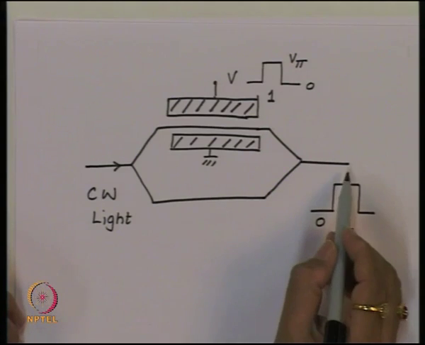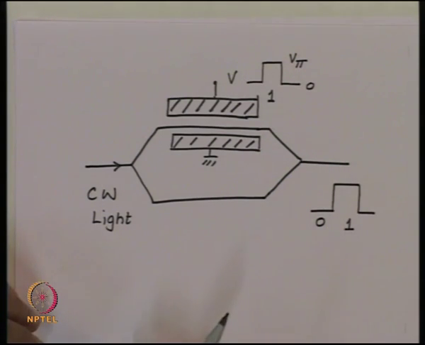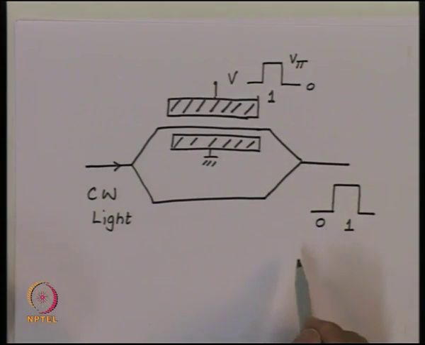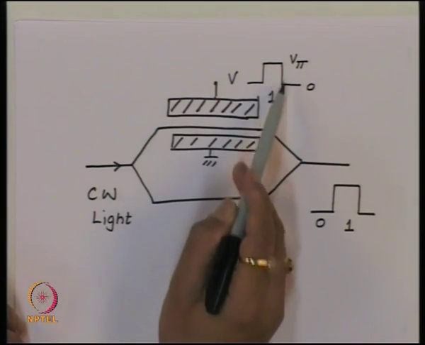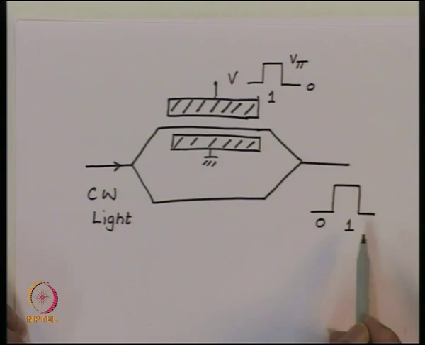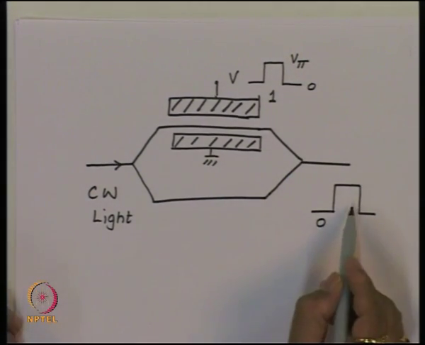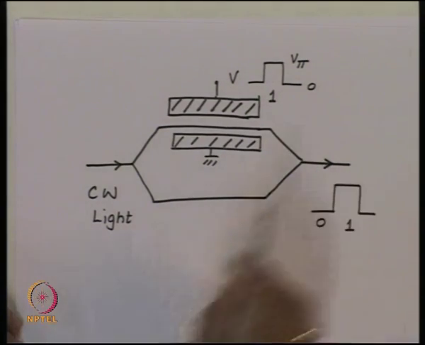So essentially we will get here the intensity modulation of the light with inversion. Whenever the signal was 1, that time we get no light intensity. So we have essentially inversion which has taken place in this device, but otherwise the amplitude modulation characteristics of the signal are transmitted to the optical signal. So you get light here which is intensity modulated.